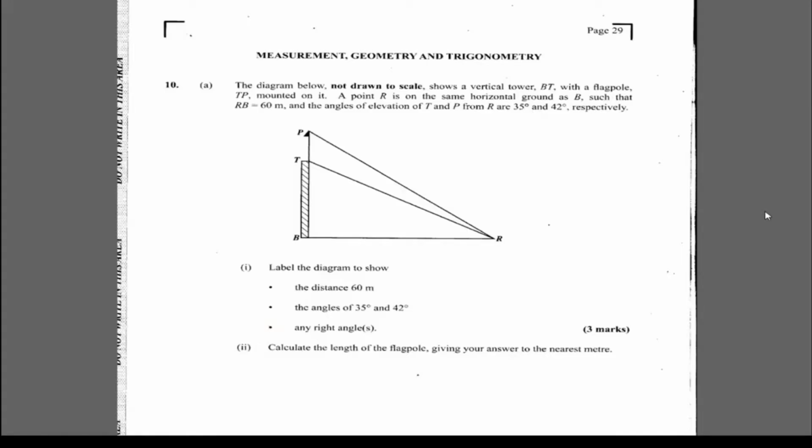The diagram shows a vertical tower BT and a flagpole TP mounted on it. A point R is on the same horizontal ground and is such that RB is 60 meters. The angles of elevation of T and P from R are 35 and 42 degrees.